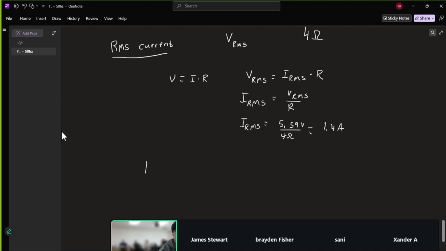Similarly, when you're looking for average power, and we're going to talk about different kinds of power later on, average power is VRMS squared over R, your resistance. This in our particular circuit just has resistance. It doesn't have any reactance. And so this is going to be, our VRMS was 5.59 squared over our resistance was 4. And that gets us about 7.81 watts.